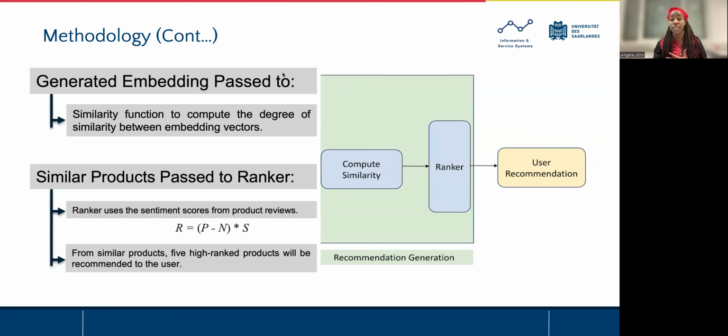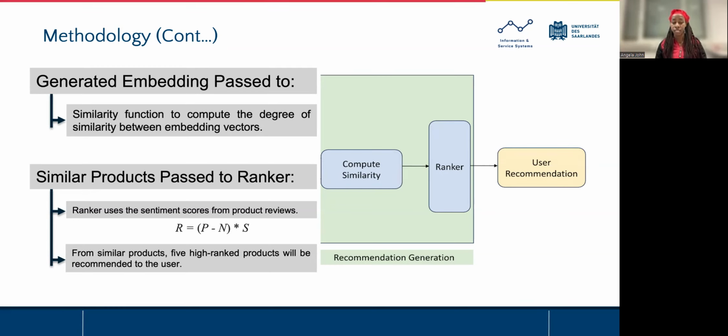And what happened after that, we are now going to rank these similar products. We need to rank them according to the rank score so that we know which is the most recommended and which is the least recommended. To do this, we use the ranking score, which we calculated from our product reviews.